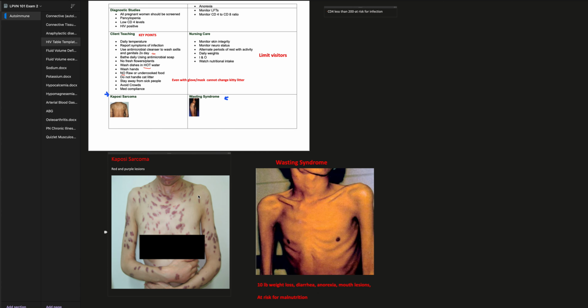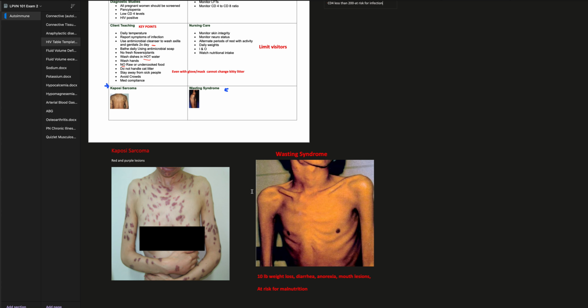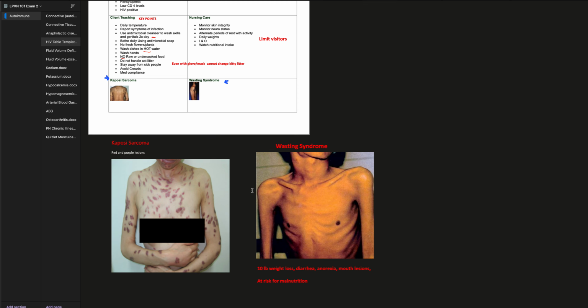So here, I wanted to show you some pictures. This is Kaposi sarcoma. It's got the red and purple lesions. They're supposed to be painless, but it indicates that they have developed this cancer, Kaposi sarcoma. And then wasting syndrome. So again, 10-pound weight loss, diarrhea, anorexia, mouth lesions, and they're at risk for malnutrition.